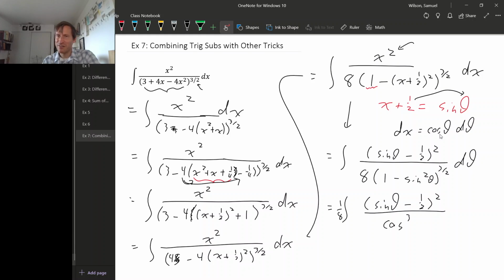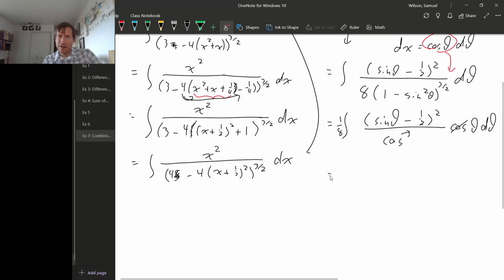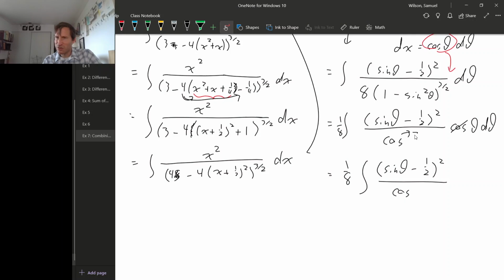Oh, I've made a mistake. This cosine that's part of dx, I left it out, so it should be here, and that means in this last line we have cosine theta d theta. All right, now we can cancel a factor of cosine, and we get 1/8 times the integral of sine theta minus 1/2 squared over cosine, this should be cosine squared theta, right?